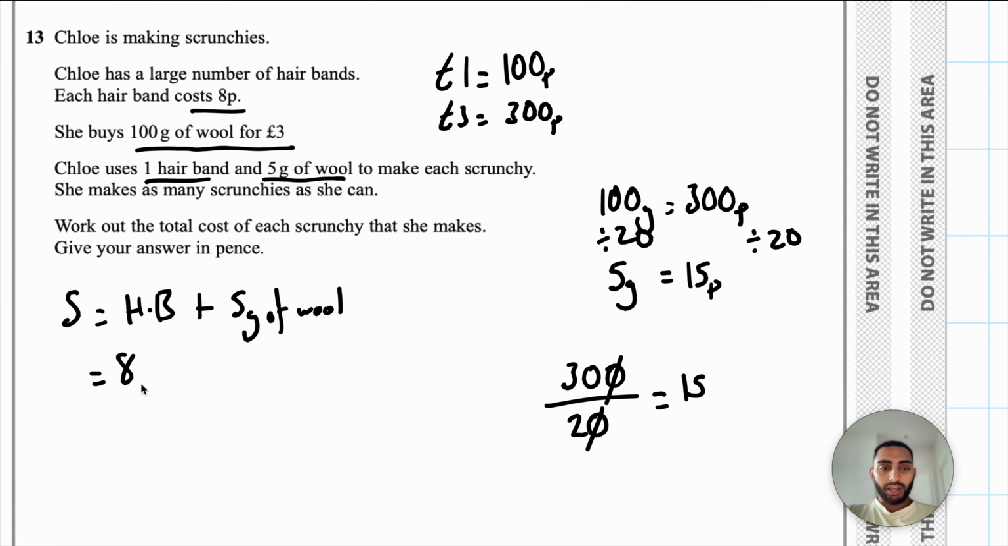So the hairband is 8p. And the 5 grams of wool is 15p, so I just need to add those two together. 8 and 15 would give me 23 pence.